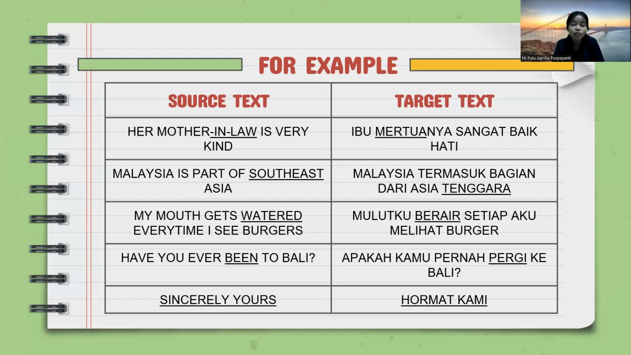And number 4 is, have you ever been to Bali? And the target text is, apakah kamu pernah pergi ke Bali? Actually, when we translate apakah kamu pernah pergi ke Bali into English, and we don't know the grammar, we can translate it to, have you ever gone to Bali? But since we use established equivalent, the translation in English is, have you ever been to Bali? And the last one is, sincerely yours. And the target text is, hormat kami. Okay, next.